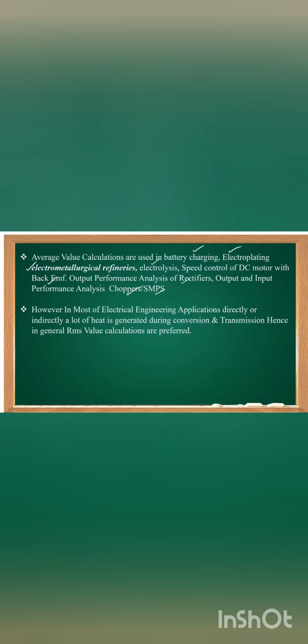However, in most electrical engineering applications, directly or indirectly, heat is generated during conversion and transmission. Hence, in general, RMS value calculations are used. If you see electrical engineering applications in transmission, what is the power dissipated by a resistor? In those calculations, we have to use RMS value calculations. But mainly in the applications mentioned earlier we use average value calculations. In most applications, because there is heat dissipation, we prefer RMS value calculations.